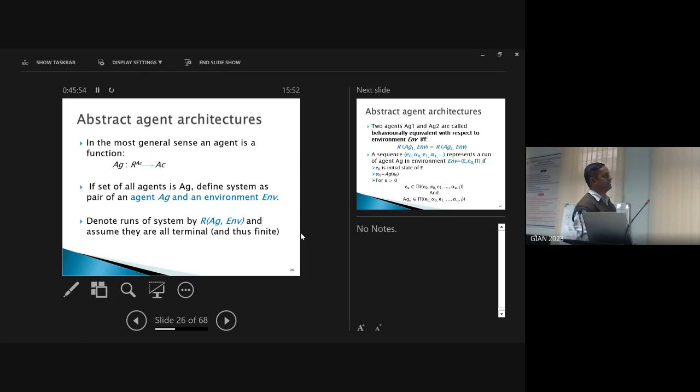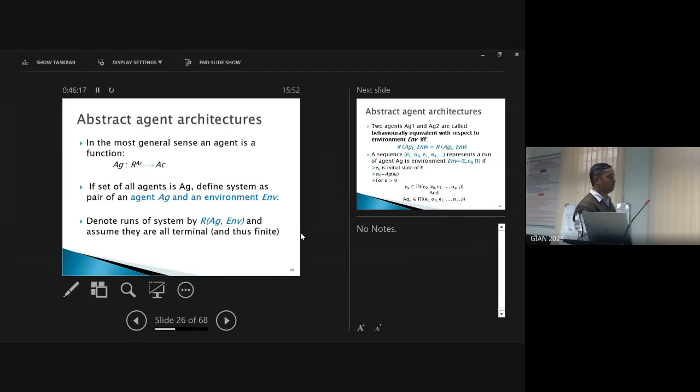In a more general sense, an agent is a function. Mathematically, or in formal mathematics, you can define it. In the most general sense, an agent is a function AG, RAC, that leads to an AC. The set of all agents AG is defined by a system of a pair of an agent and an environment Env.